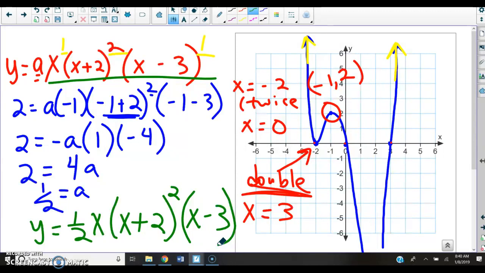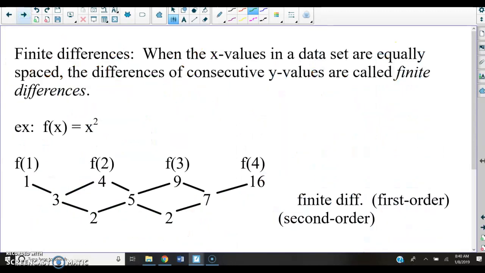All right? Take a look at those again as you need to. The other part we need to talk about in this lesson is what they call finite differences. So what you're looking for is if the x values are equally spaced. So we've got 1, 2, 3, 4. We're going to take a look at the differences of consecutive y values. They're called finite differences. Okay, maybe you're seeing the pattern: f of 5 would be 25.